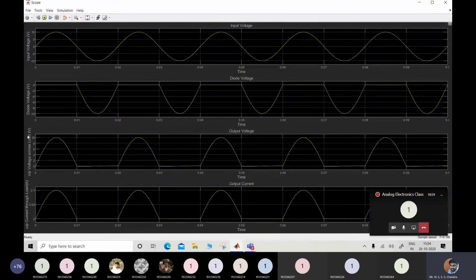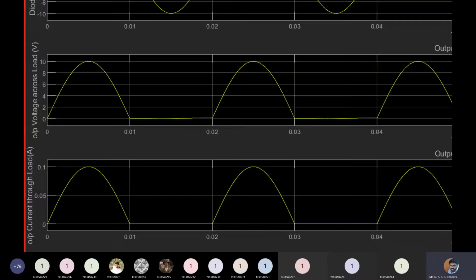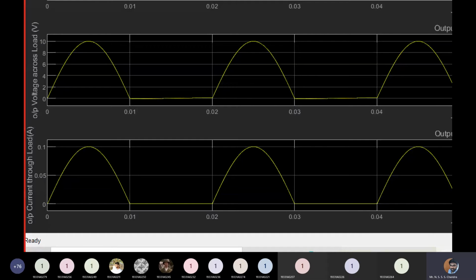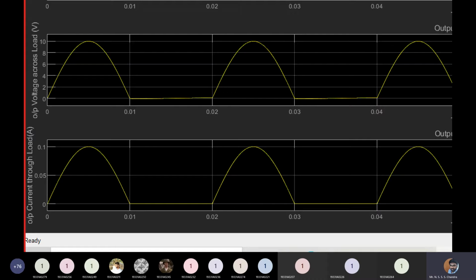And now you can see that the voltage value and the current values are different. The voltage peak value is 10 volts, whereas the current peak value is 0.1, because 10 volts by 100 ohms will be 0.1 amperes. So I have reduced the current. Because the current value has been reduced, what is the peak volt ampere value? Can you tell me the peak volt ampere value?